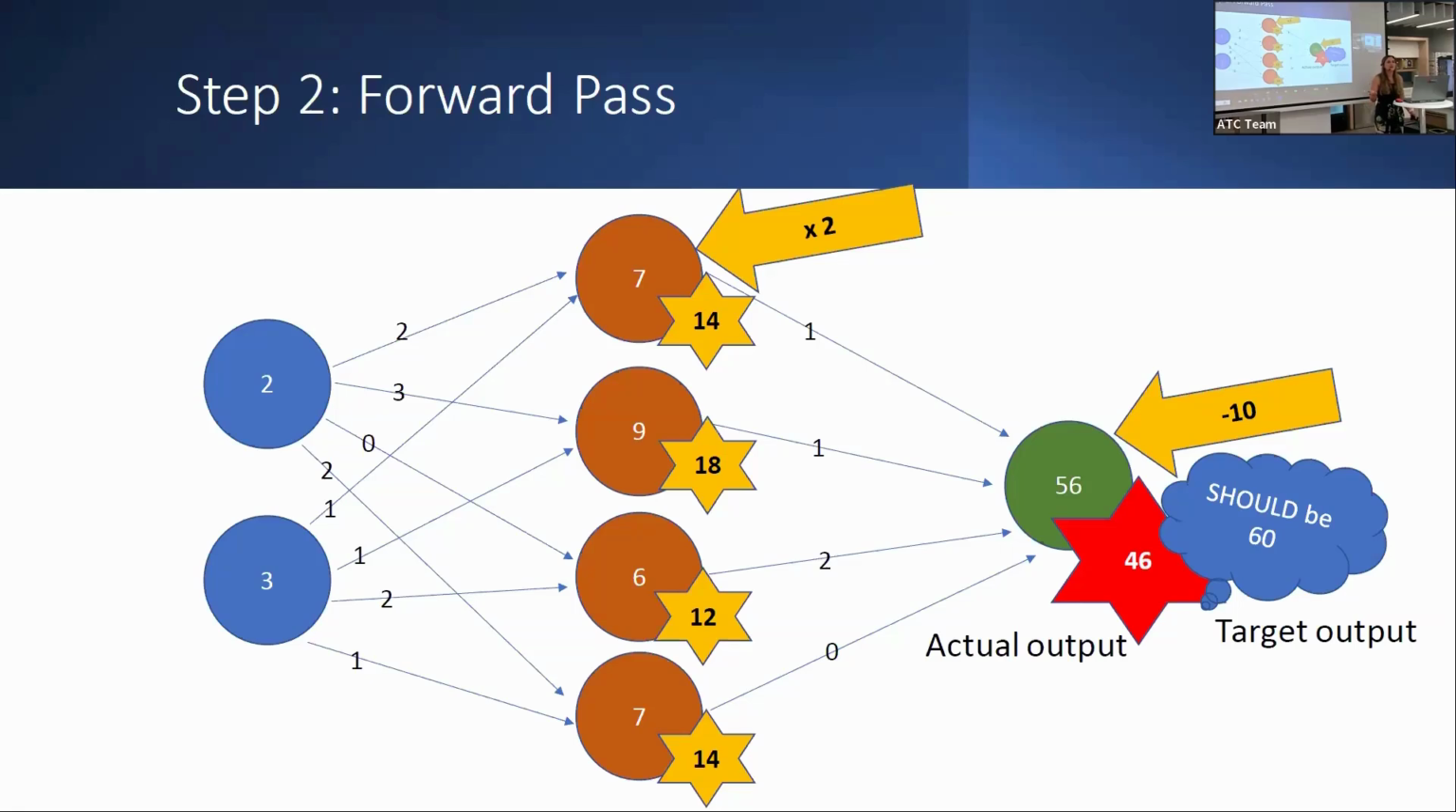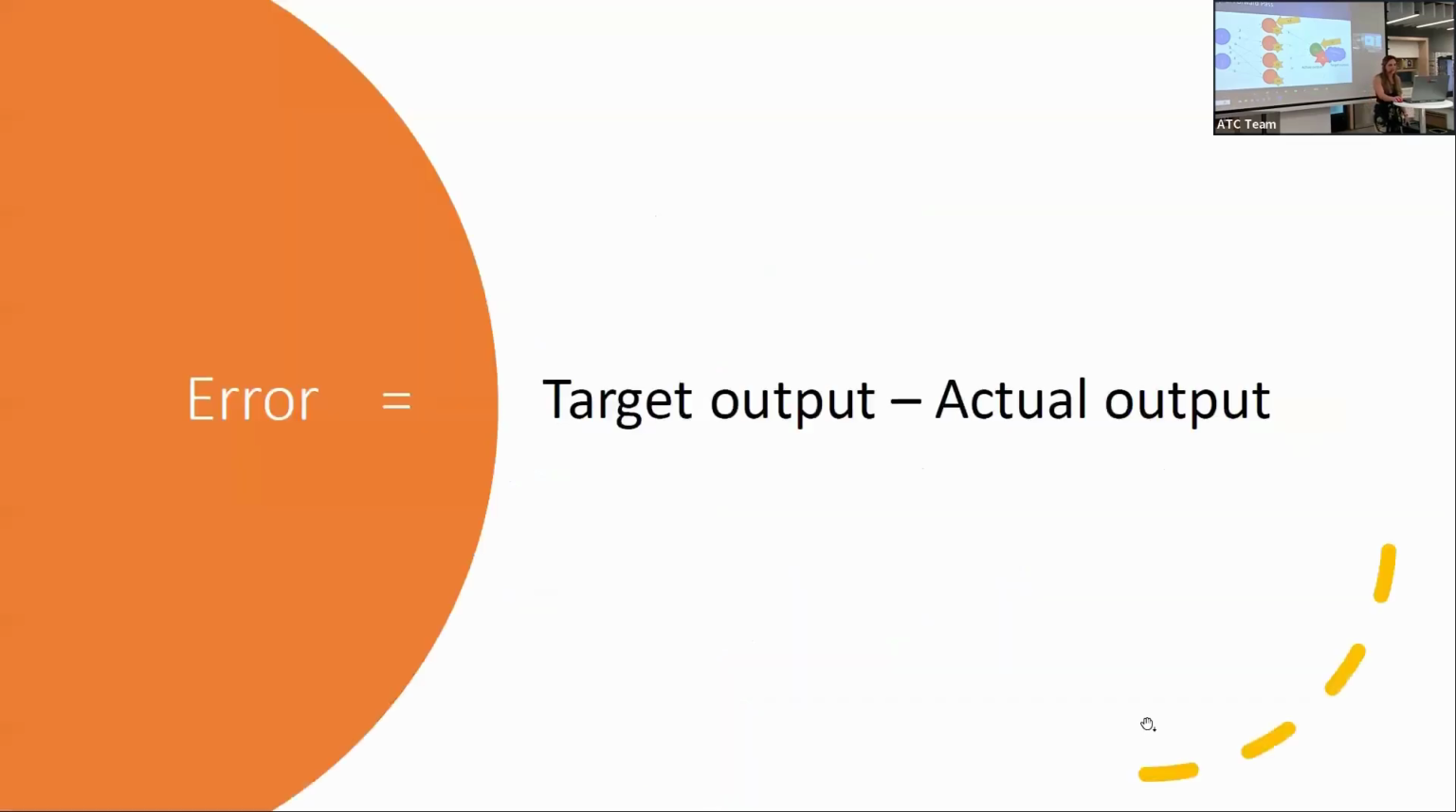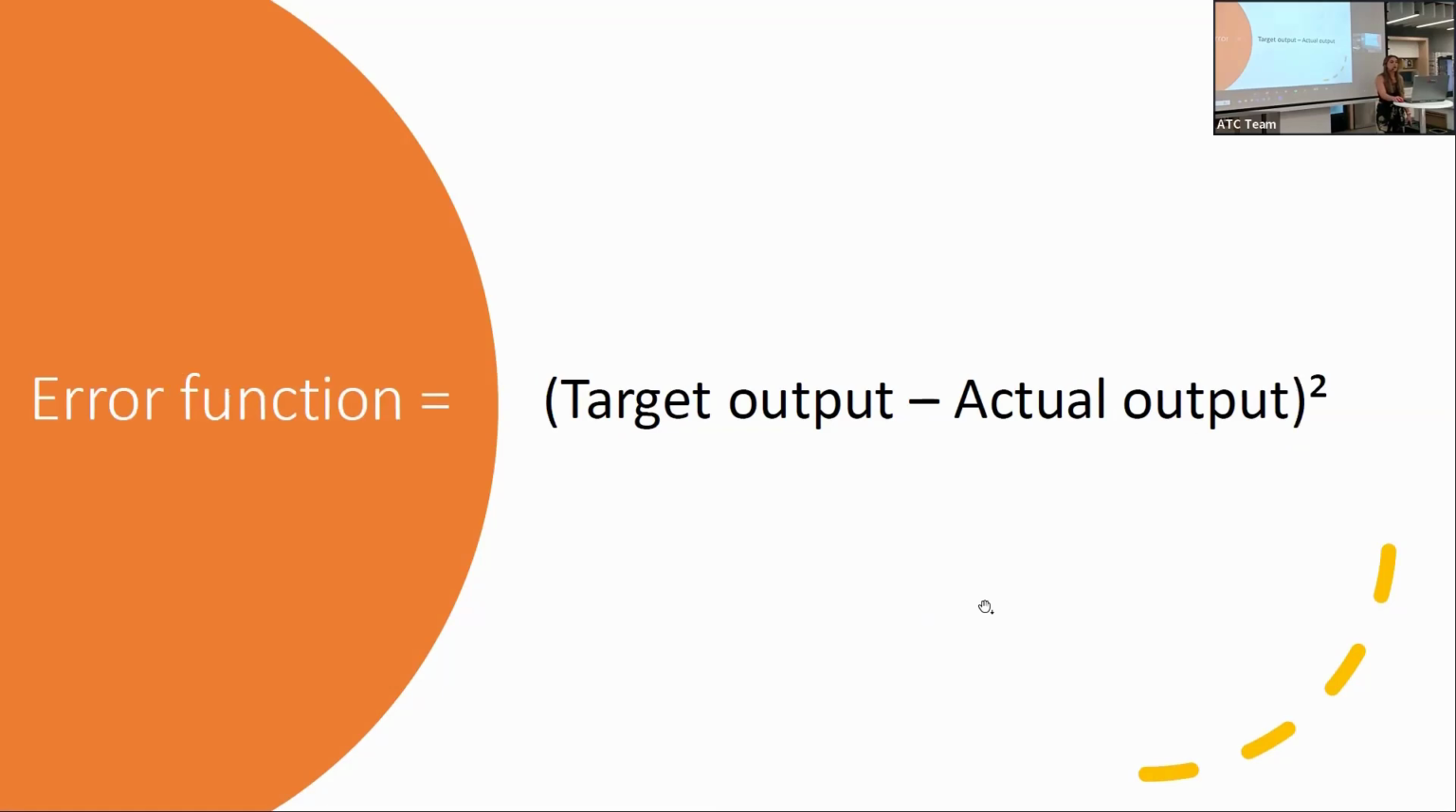We just don't know yet by how much and how to fix it. Okay, so the difference between your target output and actual output is called your error. We usually make use of an error function. In this case, I chose the function of target output minus actual output, squared.